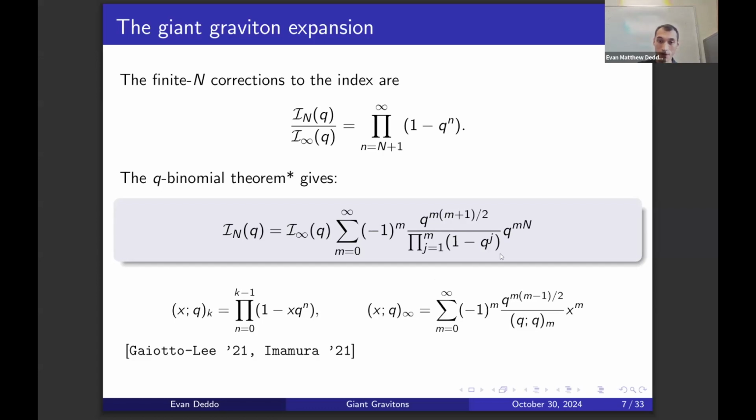And this is what will be interpreted as giant gravitons and fluctuations of those giants in the dual theory. This part was found in work by Gyuto and Lee and Imamura a few years ago.